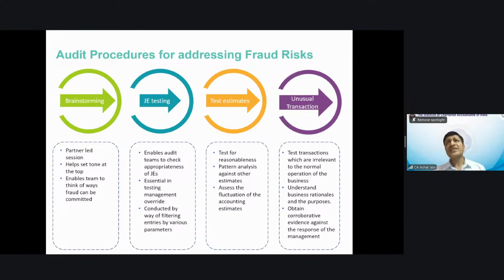Now, the question arises, what are going to be the procedures which the auditor needs to have in place in relation to these fraud risks? Now, these are again going to be situational. There's again no standardized answer, but the approach is quite standardized.